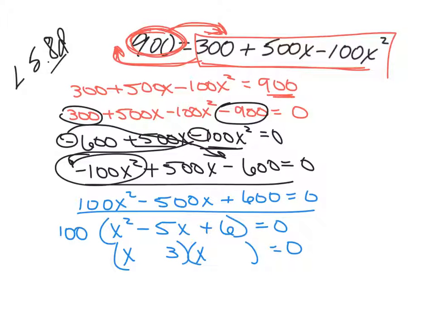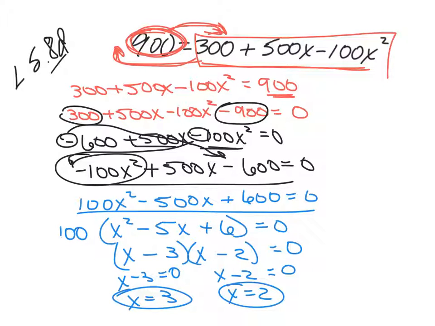Two numbers multiplied together give me 6, added together give me 5, but these both have to be negative so that when I multiply them together I get a positive 6, and when I add them together I get a negative 5. So x minus 3 equals 0, and x minus 2 equals 0. So x equals 3 or x equals 2. Those are both positive numbers. So those are both my answers here, 2 and 3.